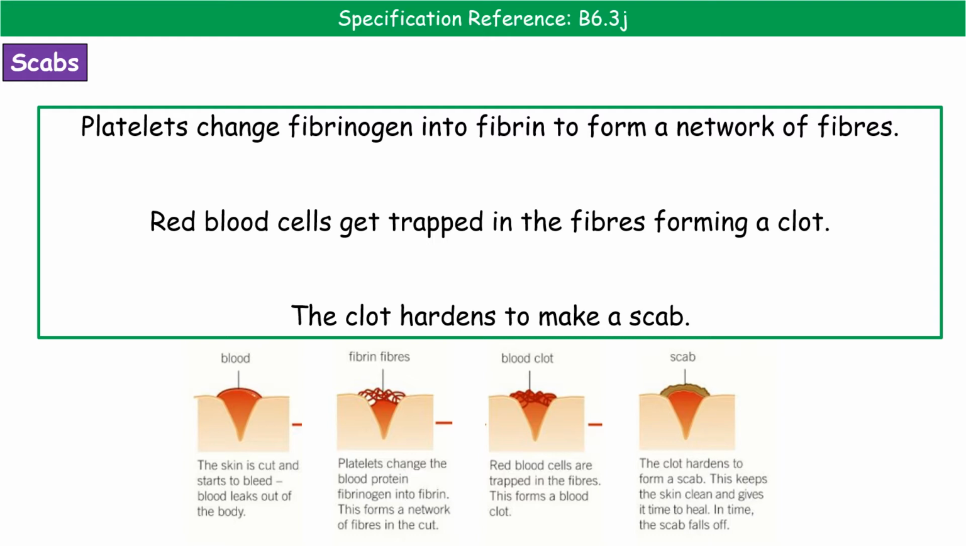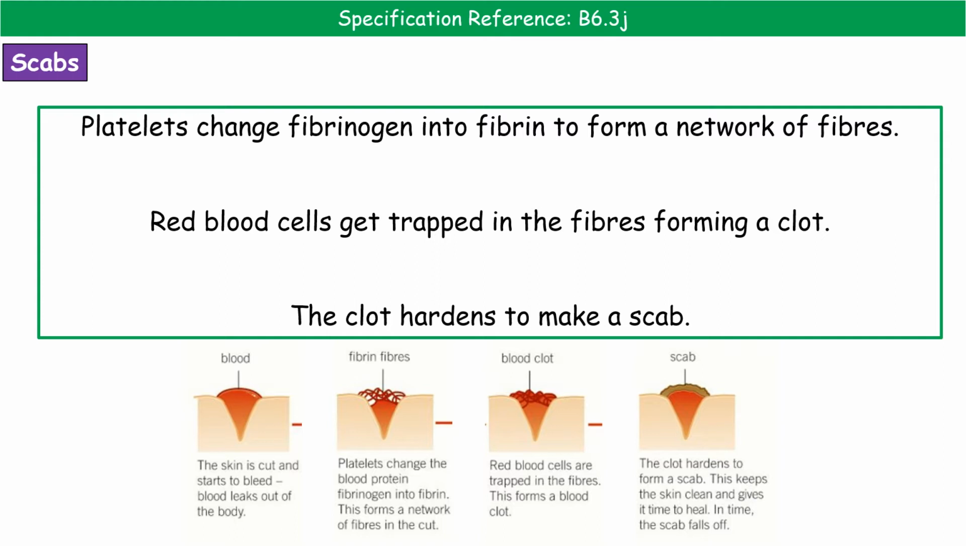What we're going to have a look at to start off with then is how scabs form. So we're going to be looking at the role of platelets. If we think back to what we've already done in biology, we know that blood has four main components: red blood cells, white blood cells, plasma, and platelets. This is where the platelets come into play.